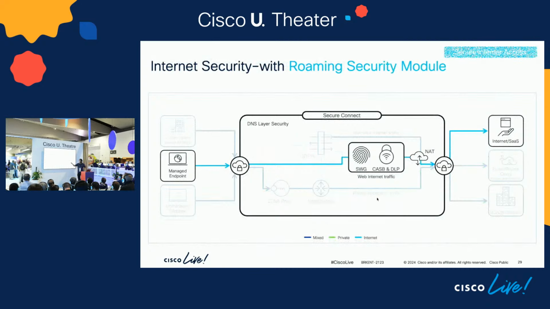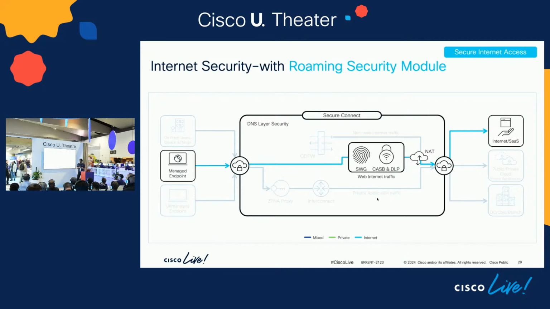So that previous model is mainly responsible for remote access, right? How about internet security? We can do that with the help of one module called the Umbrella roaming module, or roaming module, which can be enabled inside Secure Client itself.